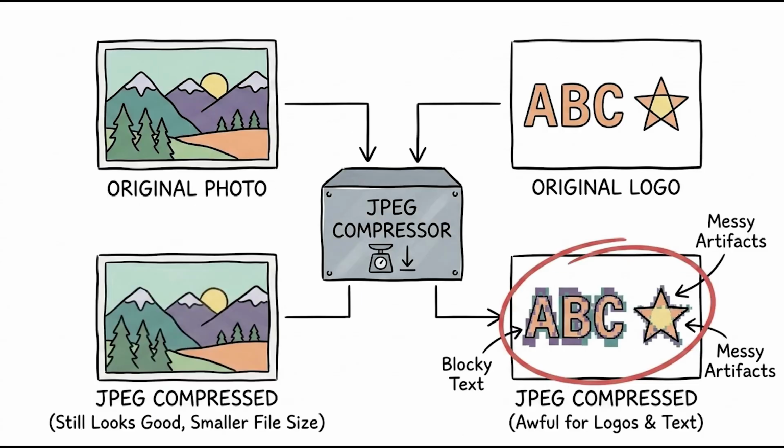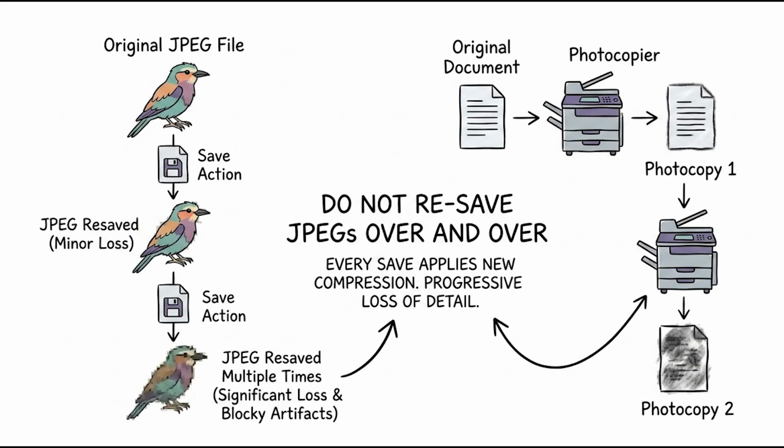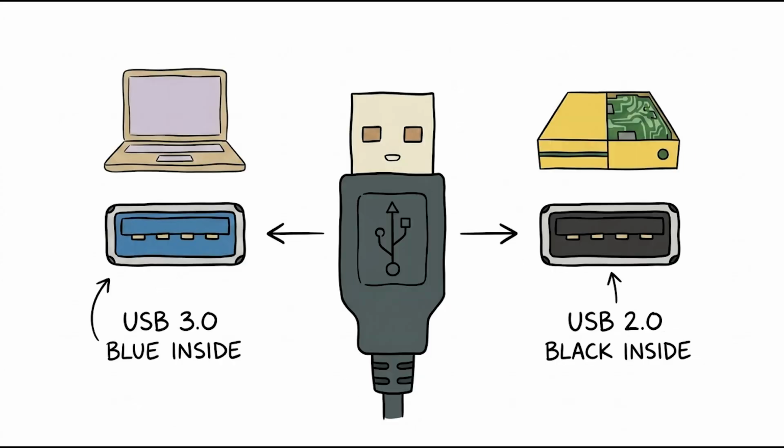Use JPEG for photographs and anything where file size matters more than perfection. It's awful for text, logos, or anything with hard edges. The biggest mistake people make is resaving JPEGs over and over. Every save compresses it again. It's like photocopying a photocopy. Each generation loses a little more detail until your image looks like it was faxed in 1997.